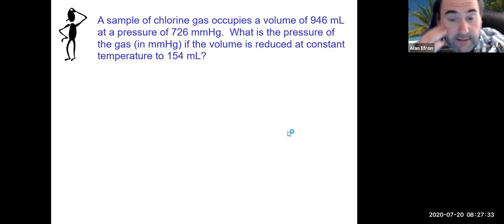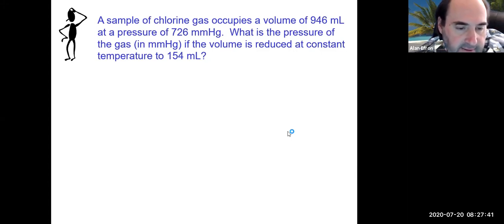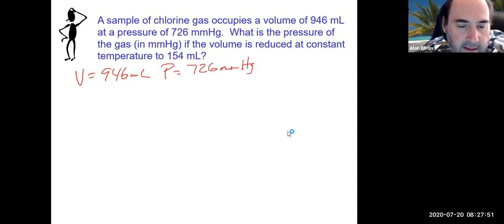Okay, so let's take a look. Usually in gas problems, it's really good to pull out the information. In this particular case, we have a volume that's 946 milliliters, a pressure that is 726 millimeters of mercury. We're looking for another pressure here, and we have a volume of 154.